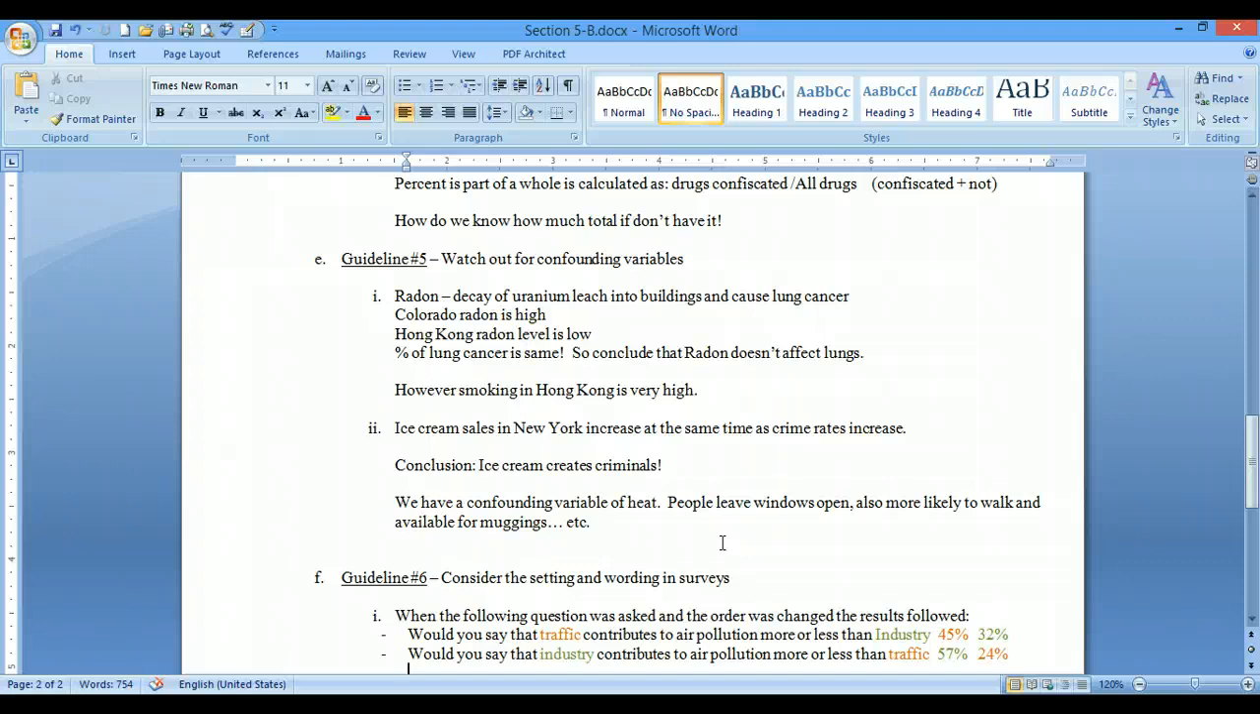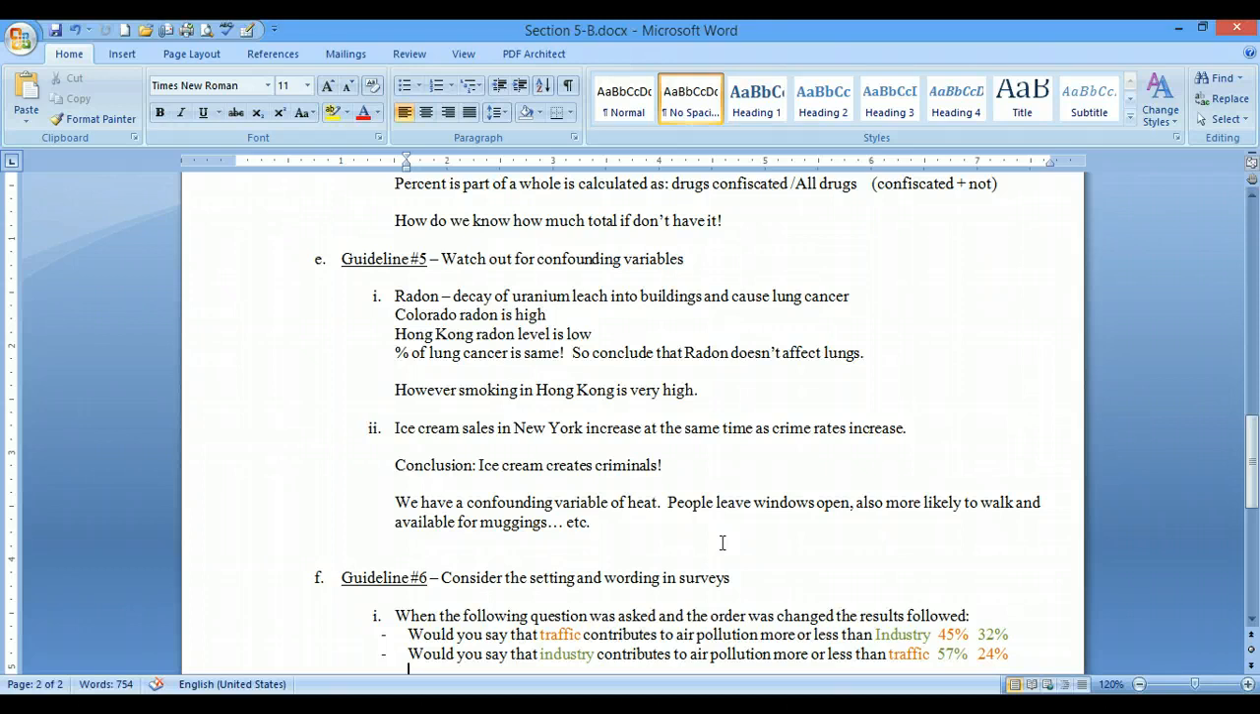Our second example is in my notes from instructor. Ice cream sales in New York increase at the same time as crime rate increases. Well, let's talk about what happens when ice cream sales increase. Ice cream sales increase in the summertime when it starts getting warm outside. So at the same time, crime rates are also increasing in the summertime. We can't conclude that ice cream creates criminals. There's a confounding variable of heat.